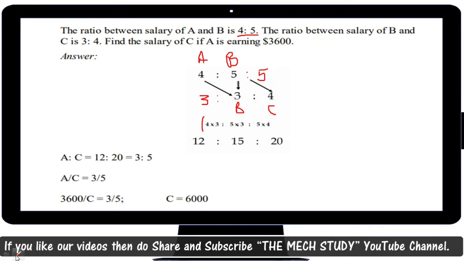And similarly for the next one, 5 cross 3 over here, and for the next, 5 cross 4 over here. You just need to cross multiply like this: 5 cross 4, 5 cross 3, and 4 cross 3. You will get 12. 4 multiplied by 3, we will get the final answer 12, 15, as well as 20.